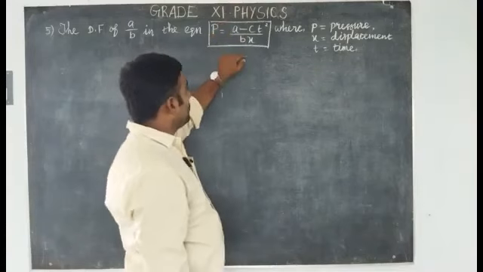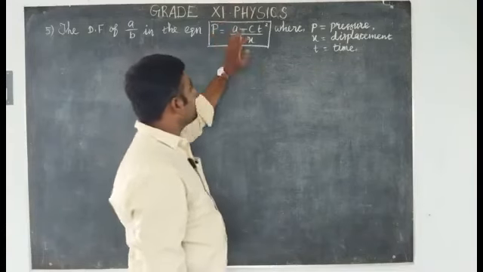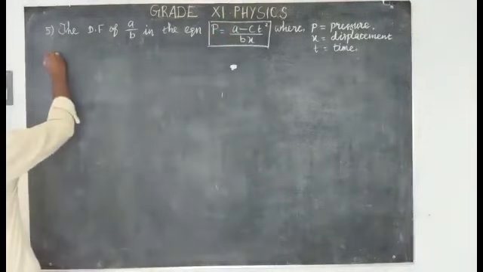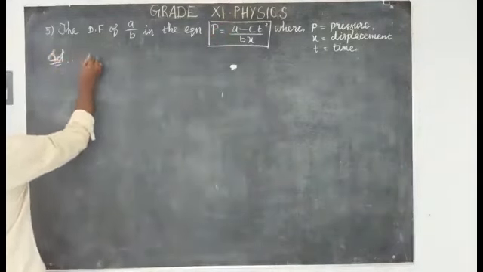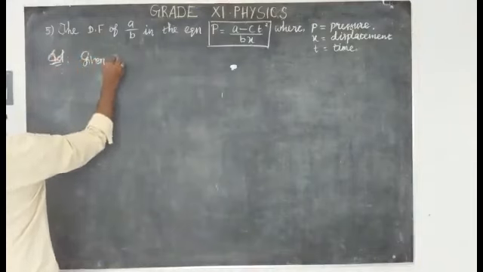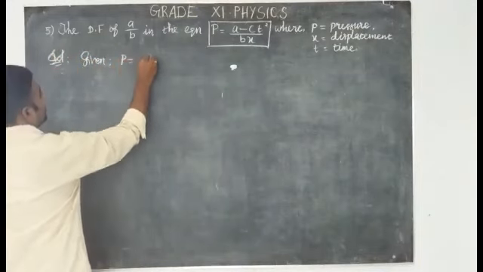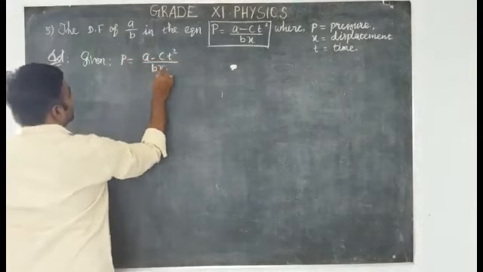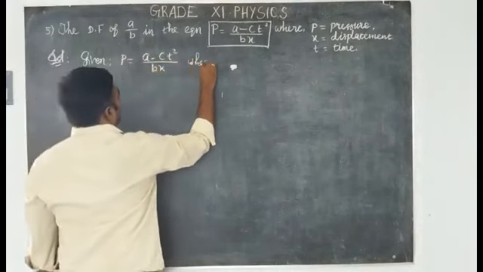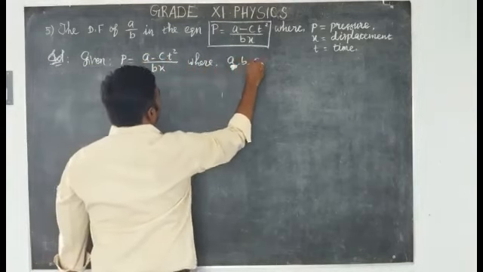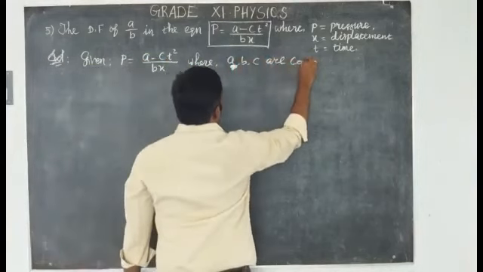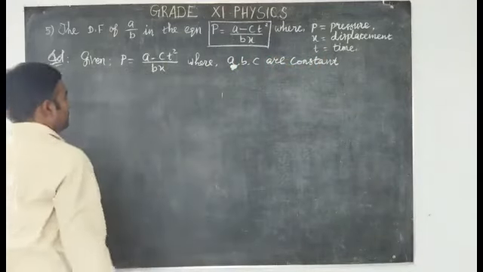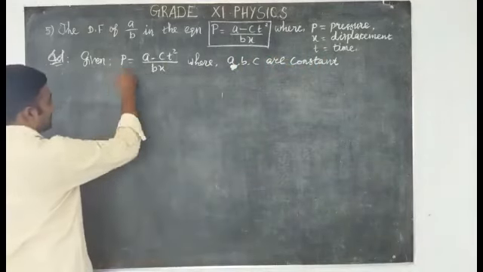One more thing here: A, B, C are constants, which they forgot to say. They should consider that. Listen, so given pressure P is equal to A minus Ct square divided by Bx, where A, B, C are constants. So the left hand side is pressure.